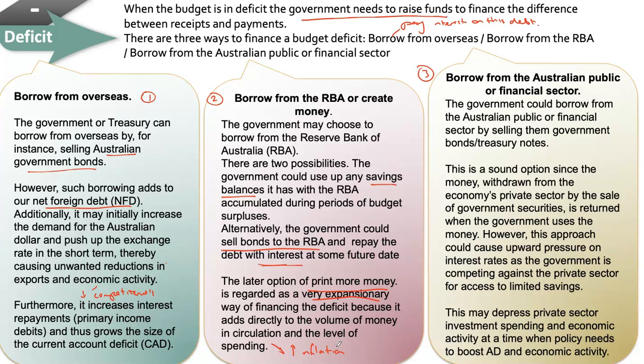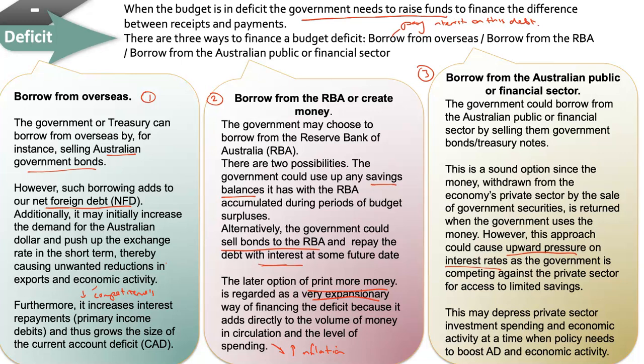Now, the other option is they might not want to borrow from the Reserve Bank, but they might want to keep it within Australia. They might borrow from the Australian public or the financial sector. This is a sound option since the money that is withdrawn from the private sector is returned when they pay it back. However, the downside is that this approach could cause upward pressure on interest rates, as the government is now competing for limited savings. So if the savers in Australia are going, well, there's someone else trying to get my money, they will start to raise their interest rates because the demand for their cash is more.